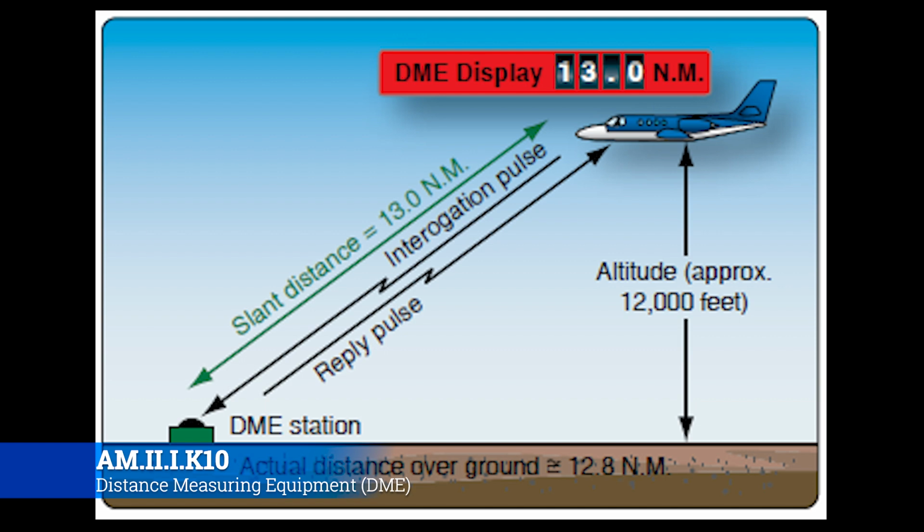So basically, it's sending these pulses out. The DME station grabs them, sends them back, and that gap in time between the transmission and the reception will allow the airplane to say, oh well, if it took 10 milliseconds, it must be 10 miles, or however that math works out to be.